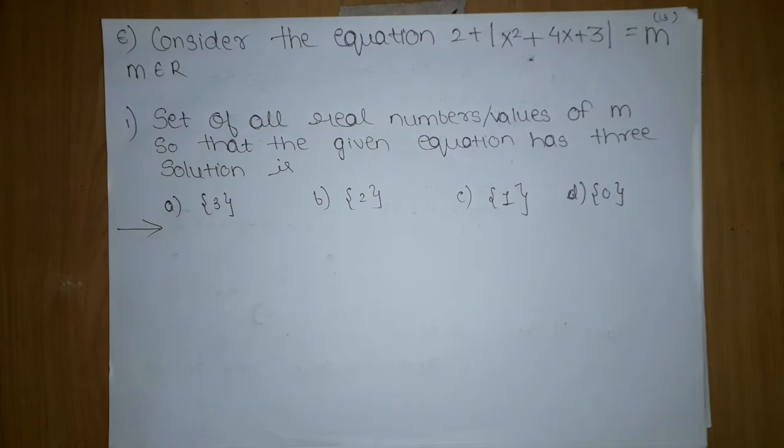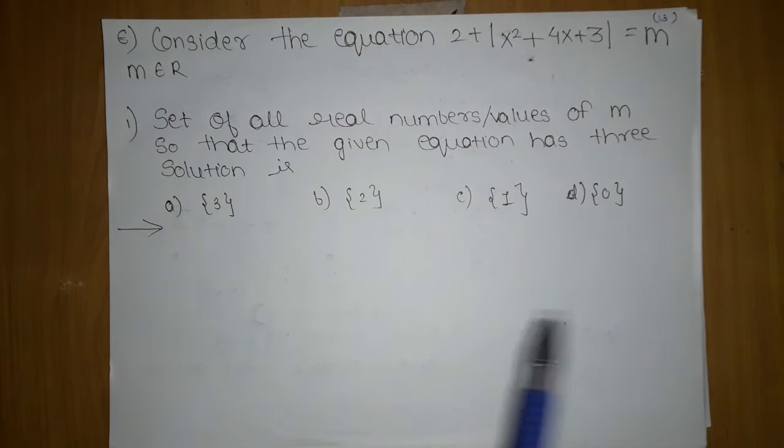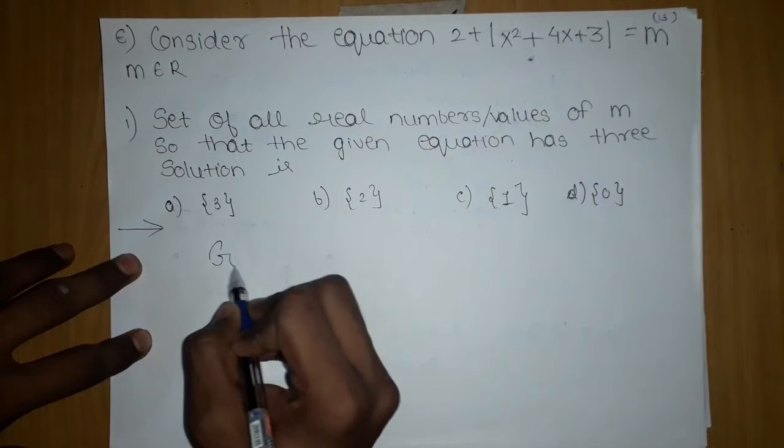The first question asked from this comprehension is as follows: the set of all real values of m so that the given equation has 3 solutions. Now let me curve sketch this graph, then we will discuss how this graph looks, and then we will decide. There are many ways to solve this problem, but I will do the graphical way, then we will proceed to the theoretical or algebraic way. So let's solve it graphically.